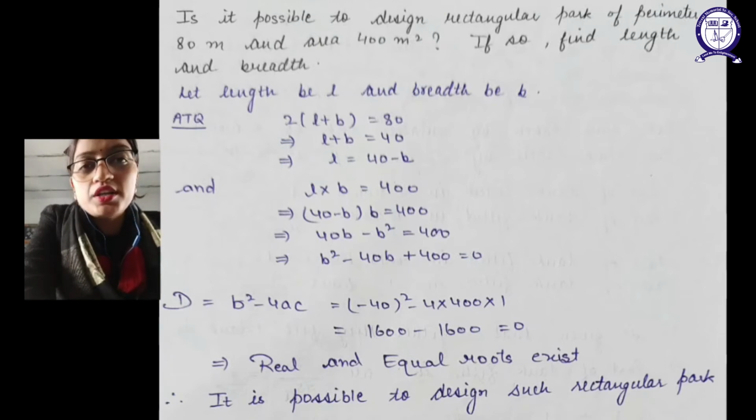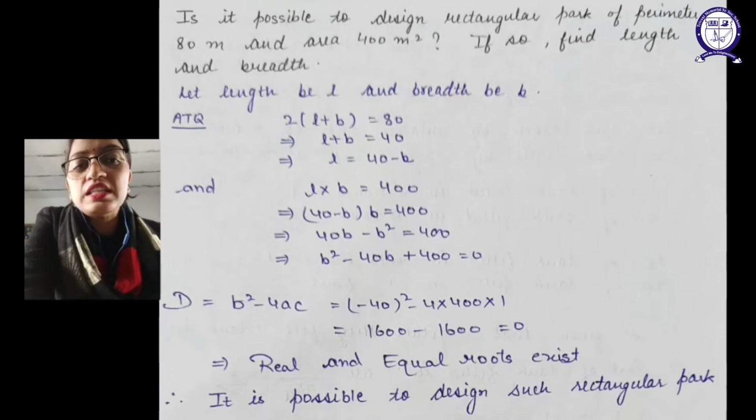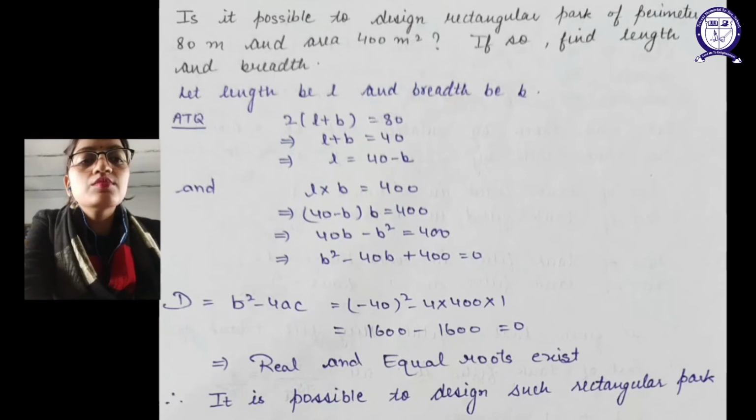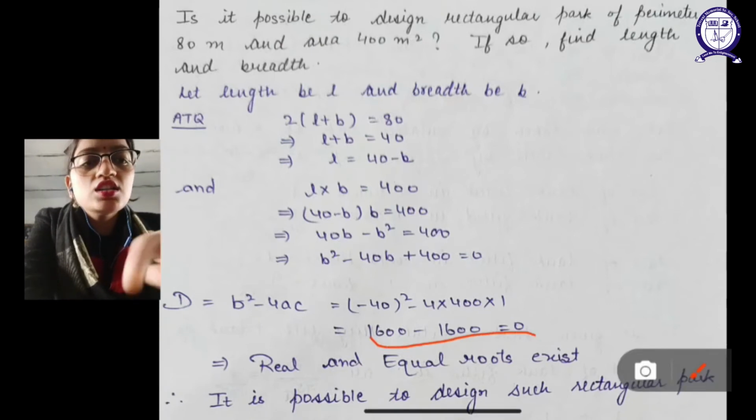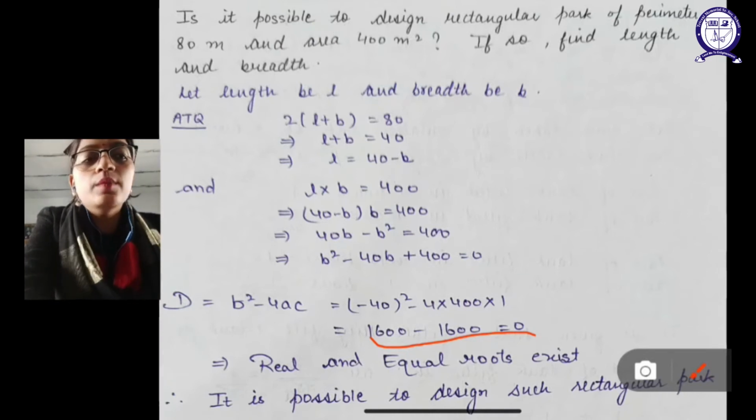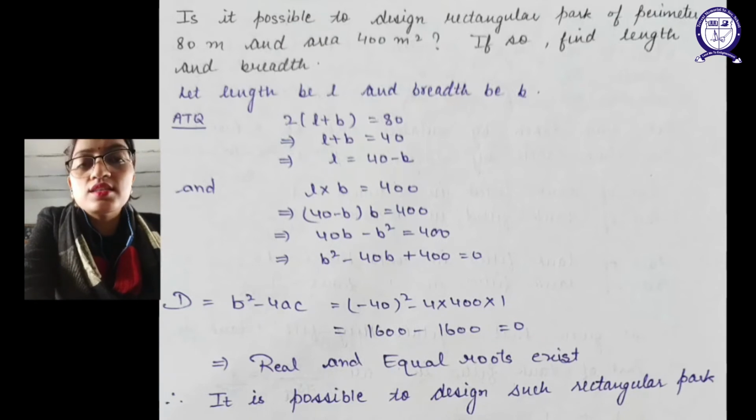Now we got a quadratic equation, so we will just find D. Now here D comes out to be 0. After solving we got D as 0. So that means the roots are real and equal. That is, the roots exist, they will be real numbers, and both the results come out to be the same.